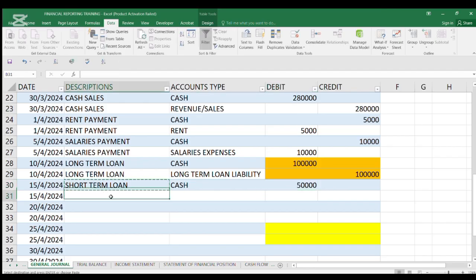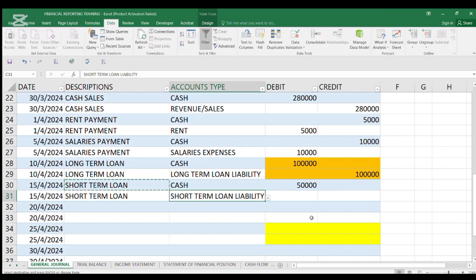Then we repeat the same description for the other leg based on the principle of double entry. Then we come here and say the other leg will be credited to the short-term loan liability, which is 50,000 US dollars. Alright, this is 50,000 US dollars.